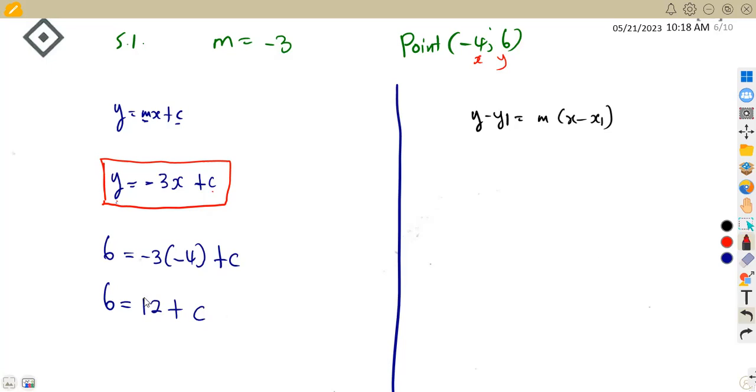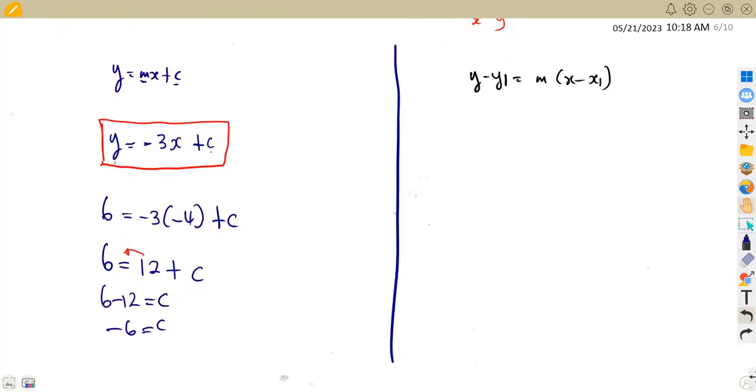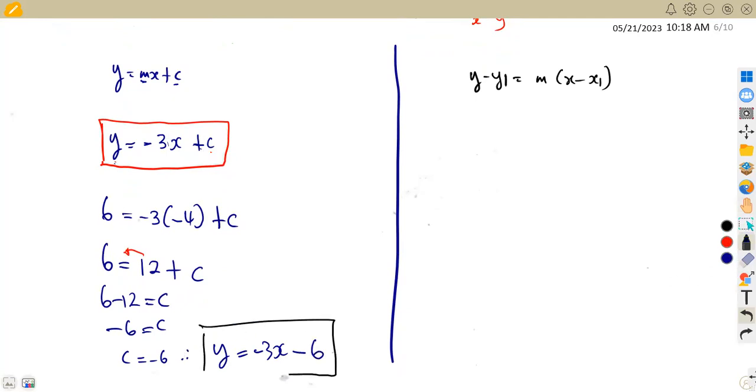So we can transpose the +12 to the other side so that it can be a negative. So that's 6 minus 12 is equal to c. -6 is equal to c. So meaning to say, if c is equal to -6, therefore our equation is supposed to be written as y is equal to, from this part here, -3x plus c, which is a -6. So plus and a minus, that's a minus. So this is the equation that we are going to obtain in this case.